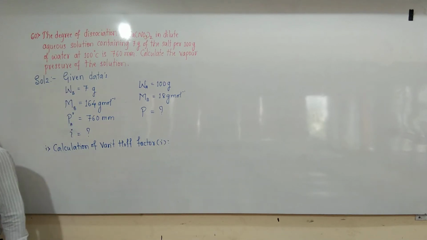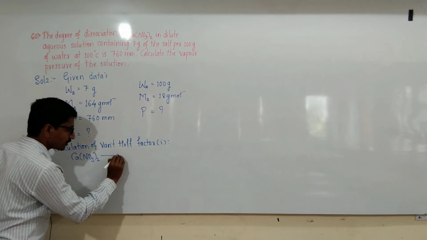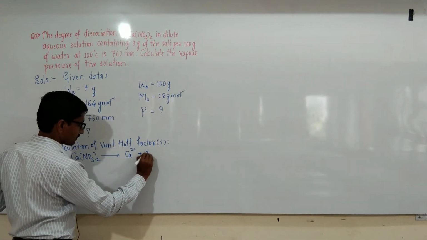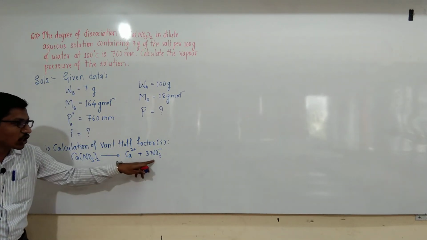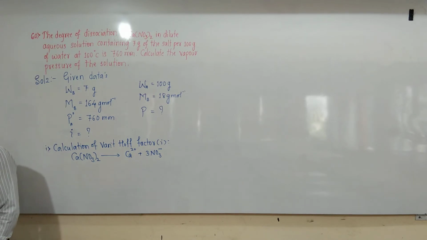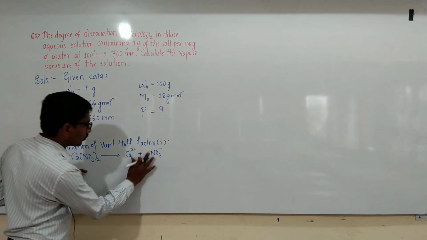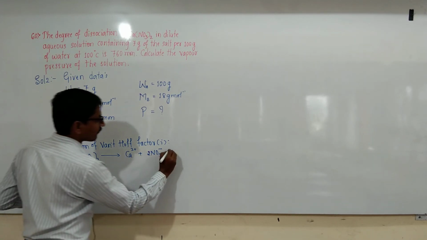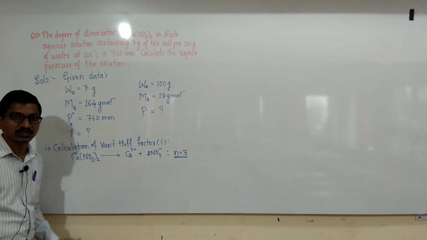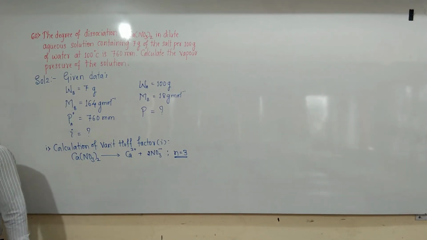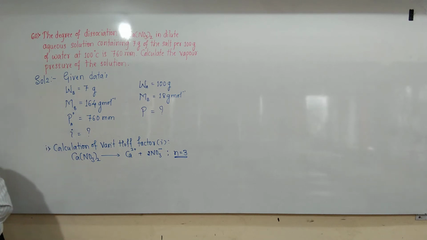First, the van't Hoff factor is calculated. The calcium nitrate in the solution is dissociated into Ca2+ and 3 NO3- ions. It dissociates into constituent ions: 1 calcium ion and 3 nitrate ions, so the total number of ions is 4... Total number of ions, therefore n is equal to 3. n equal to 3 is nothing but the number of ions, and from this the degree of dissociation is calculated.